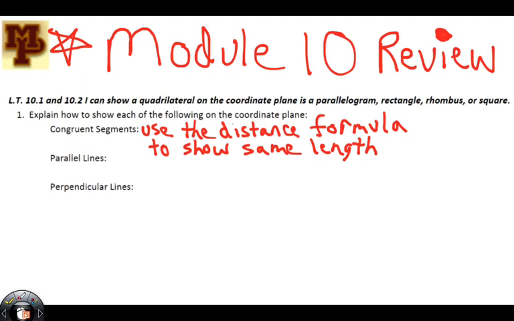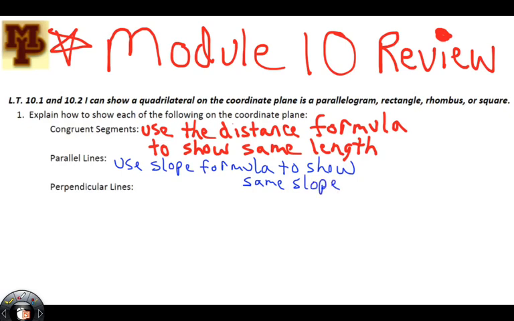Okay. If we want to show parallel lines, what we would do is use the slope formula to show same slope. Remember, if they have the same slope, they're parallel.